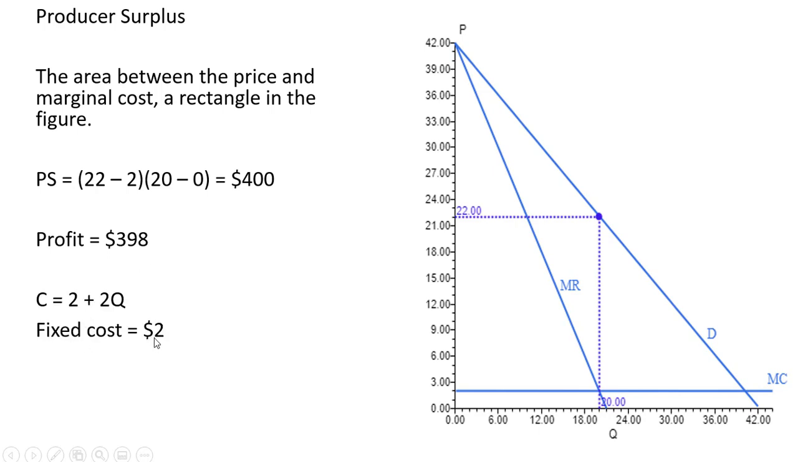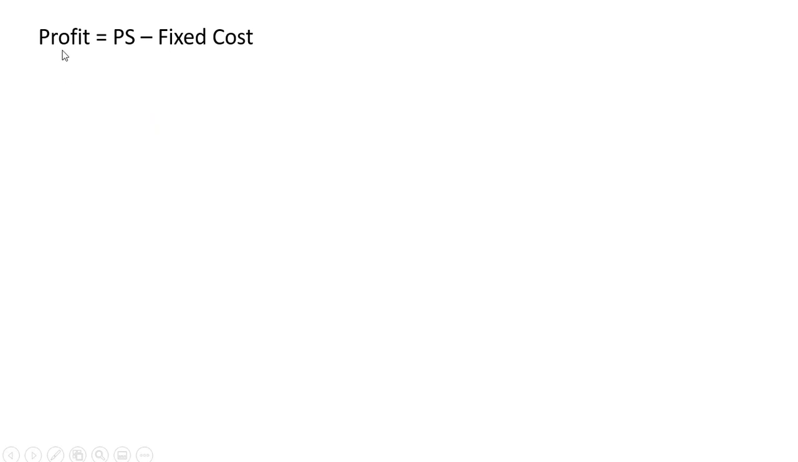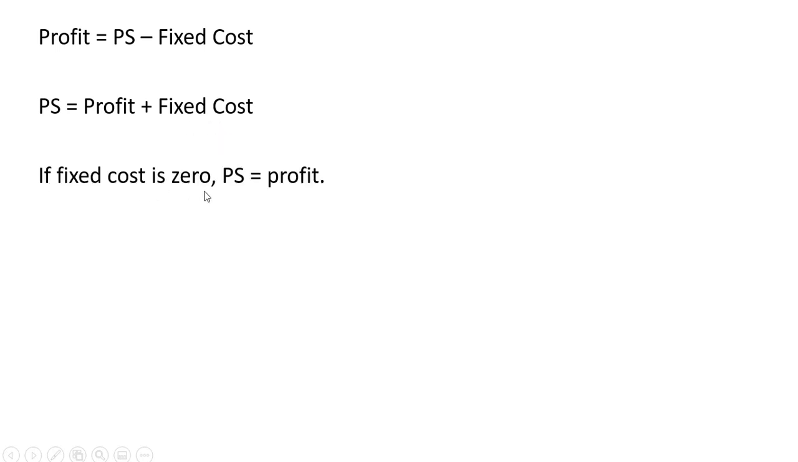We'll notice here that the fixed cost is $2. Looking at the cost equation, the constant here represents fixed cost. So profit equals producer surplus, the $400, minus the fixed cost. So to sum up then, profit equals producer surplus minus fixed cost, or we can think of producer surplus as equaling profit plus fixed cost. And if fixed cost is 0, producer surplus will equal profit.